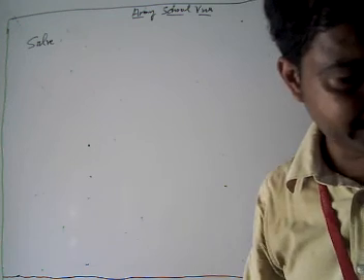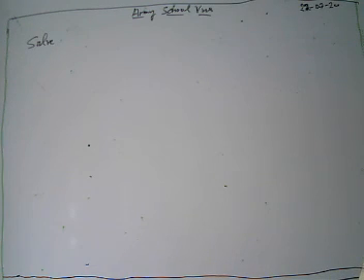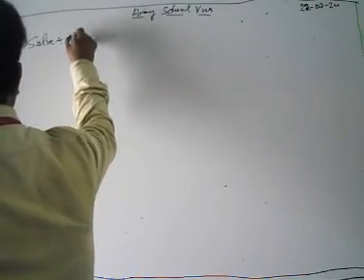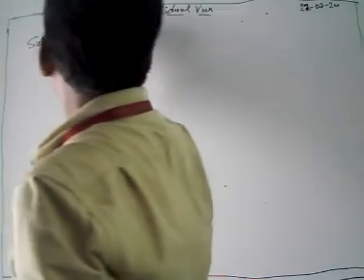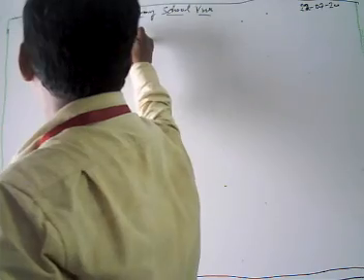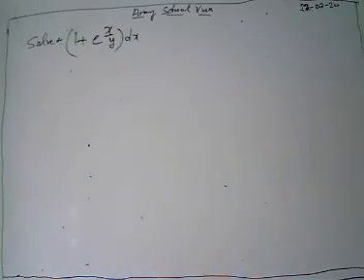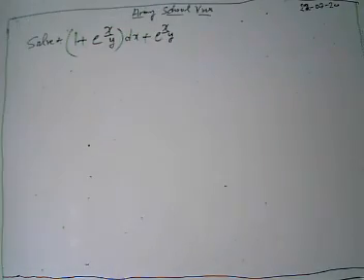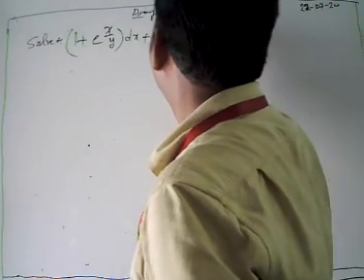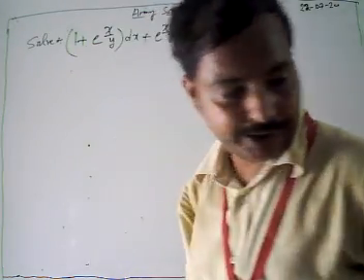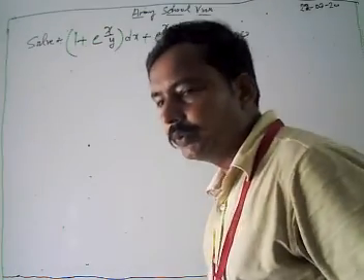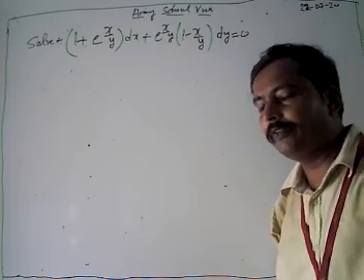Take this one, it's our NCERT problem as well as our board problem. Solve 1 plus e to power x by y dx plus e to power x by y into 1 minus x by y dy equal to 0.